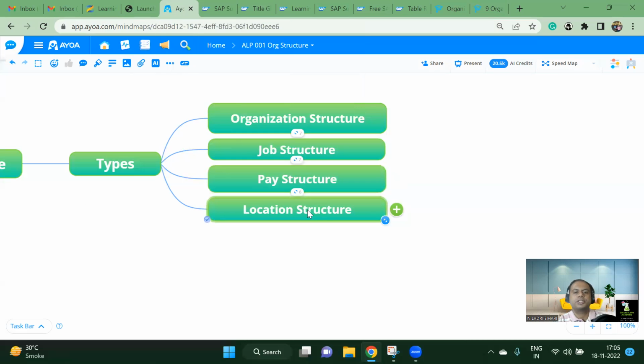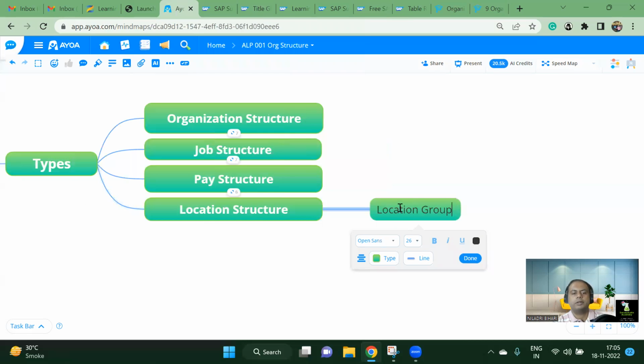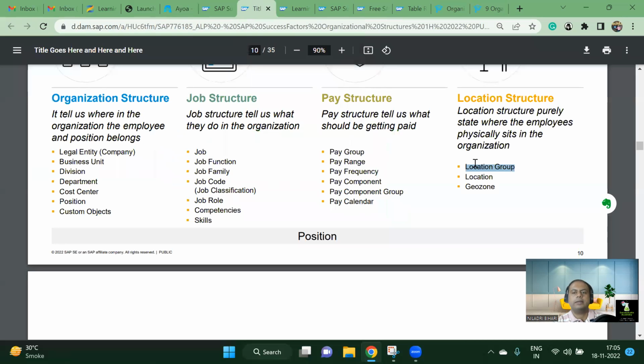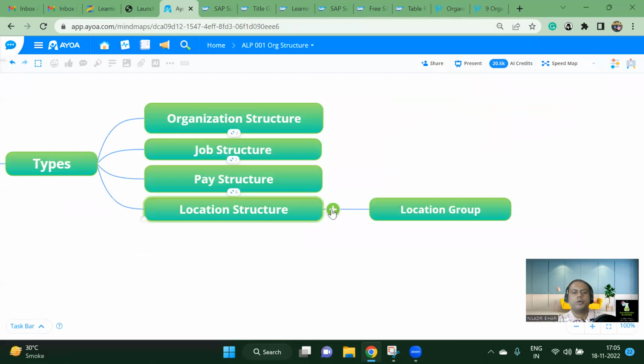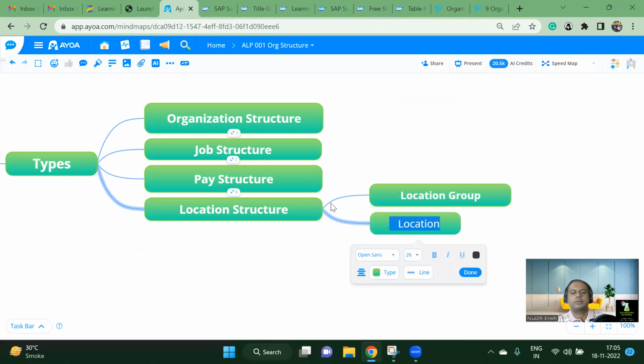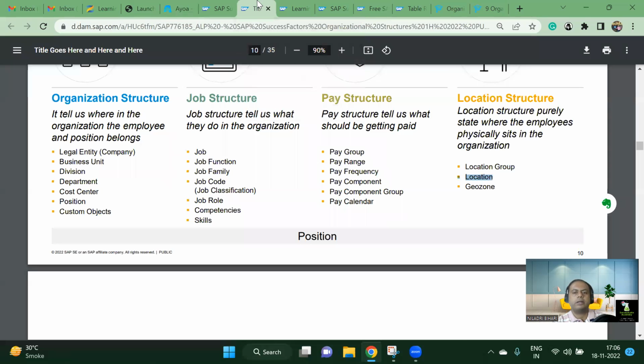The last one is the location structure. The location structure has a few components: we have location group, which is a group of locations, then the exact location, and a particular geo zone. As an exercise, you have to give an example of each of these. Go through your implementation guide and the available materials, but publicly authentic materials, not random sources, SAP's authentic implementation guide, and find out the different examples.